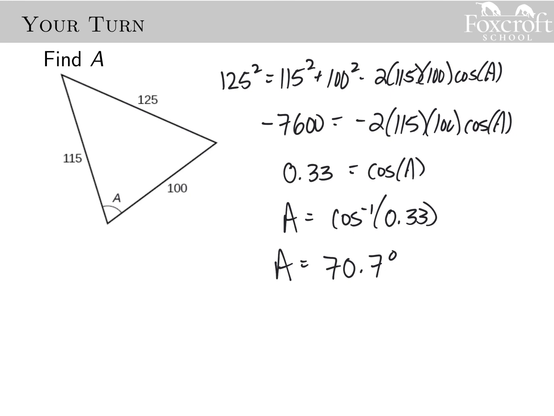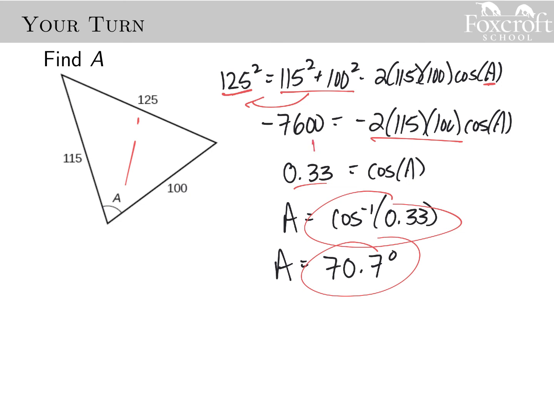And here's my solution. So again, the angle I care about is A, and the side across from that is 125, so those go on opposite ends of the equation. Move these things by subtracting, divide, and then use our inverse trig to get our final answer. There's some rounding that's happened in this step and this step. So if you got 70.6 or 70.8, that's all reasonable depending on where you're rounding. But with only rounding these two steps, 70.7 is a fine answer for this problem.